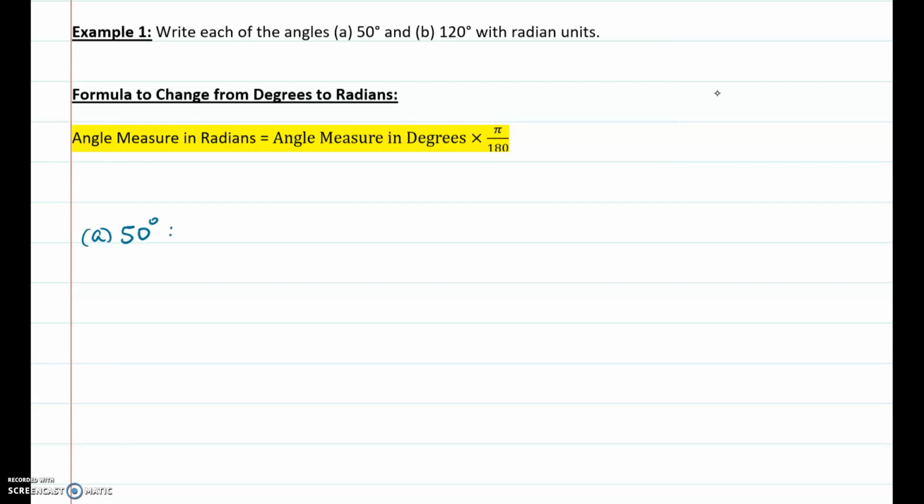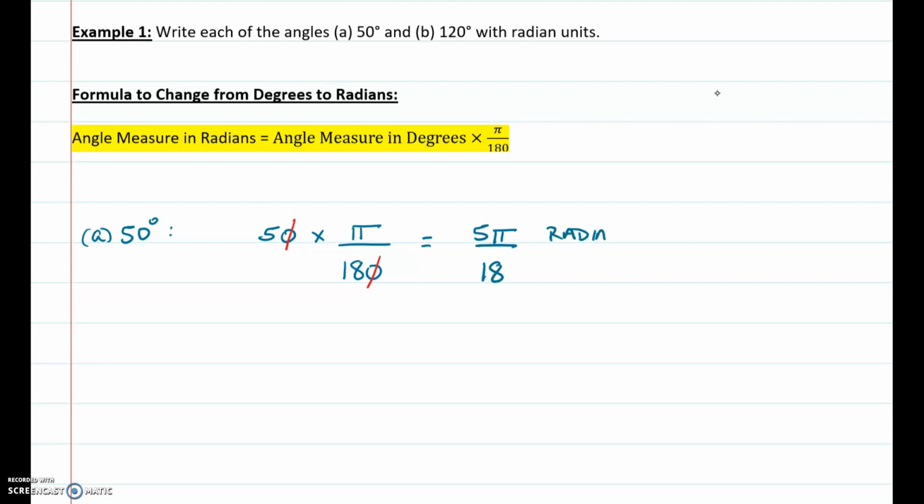So what we do is we take 50 degrees and we multiply by pi over 180, and the zeros will cancel out because it's multiplication. There's no addition or subtraction involved here, so cancelling is allowed. And the zeros cancel, and you're left with 5 pi over 18 radians.